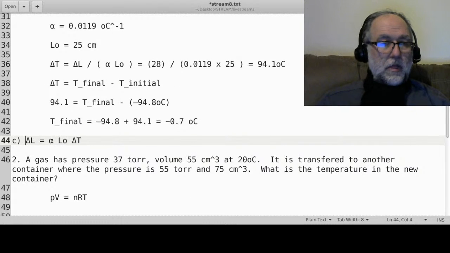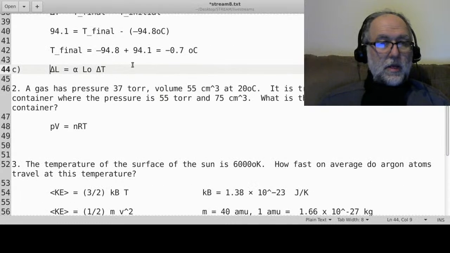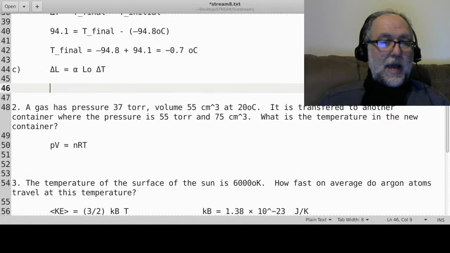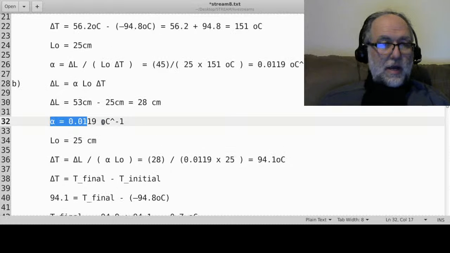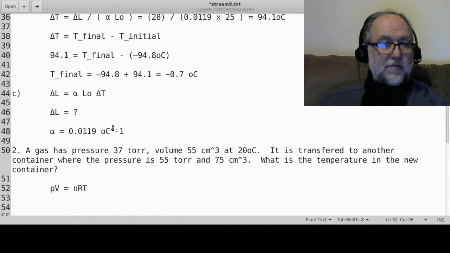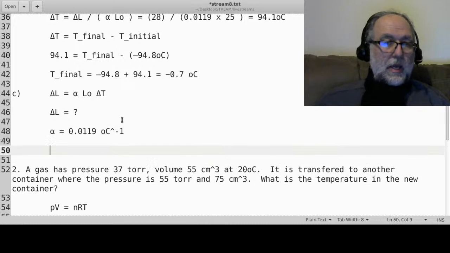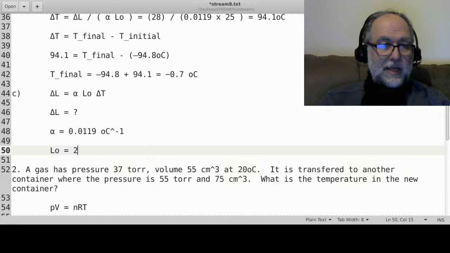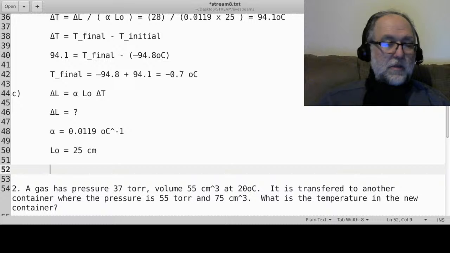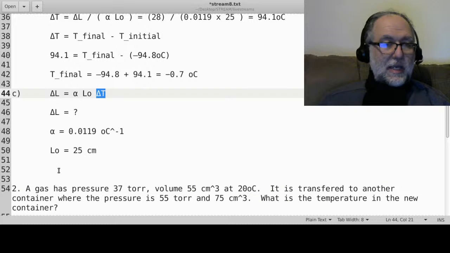So this is part C. Start with this formula here. And now what's our delta L? Well, we don't know. That's what we're going to calculate. And what's alpha? Well, alpha we found up here, so let me just copy that. There's our alpha. And what's our L naught? Well, that doesn't change throughout the whole problem. That's our reference length of 25 centimeters. And what's our delta T?